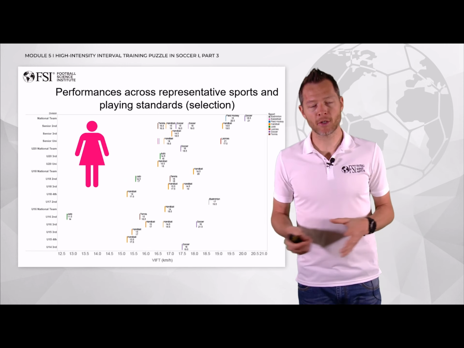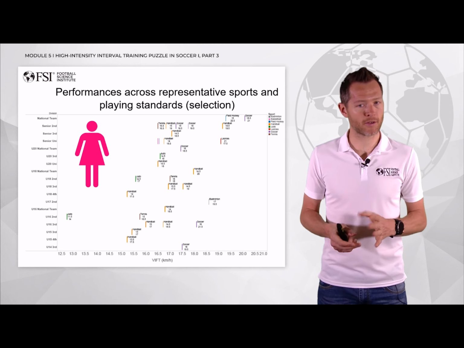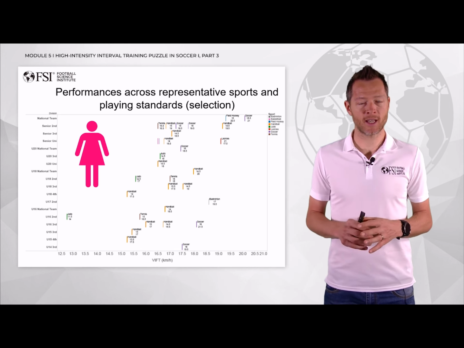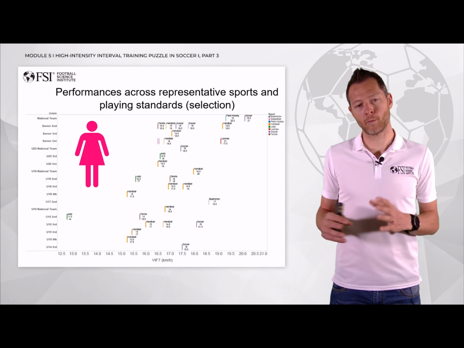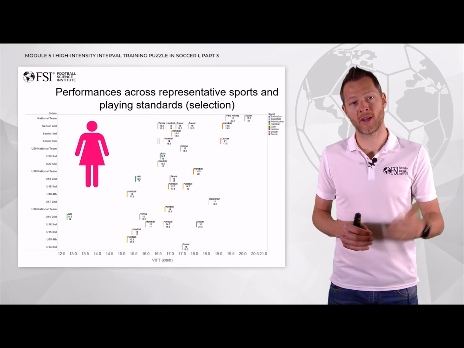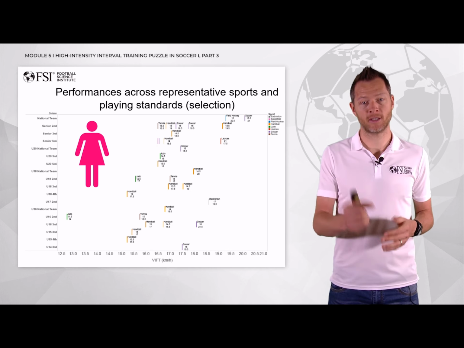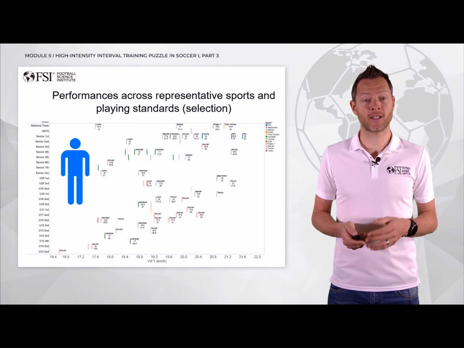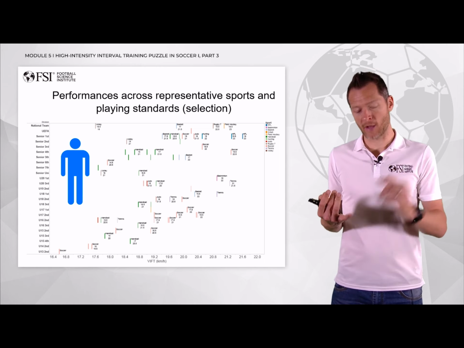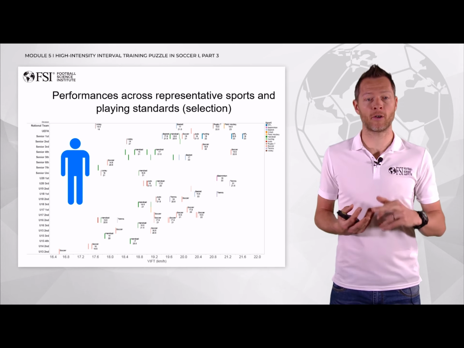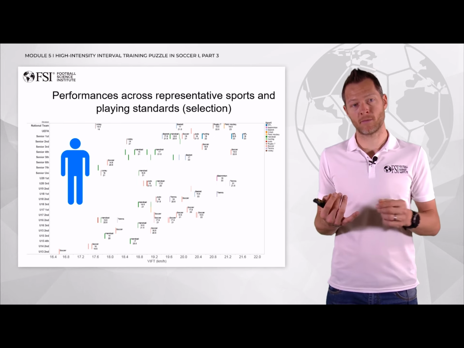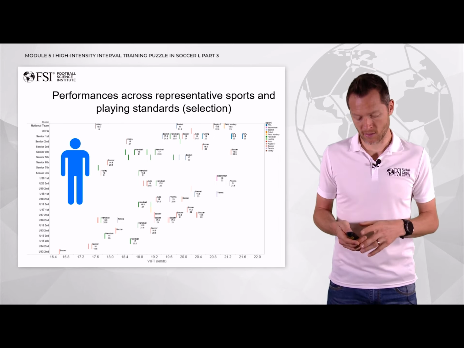So here is a bit of a description of the performance across representative sports and playing standards. Just a selection in that case. But the idea obviously is that the older and the higher the playing standard, the better the performance. That's an example for women. That's an example for men. As you can see, the best performances are observed for adult male national teams or first teams. And obviously, as you go down in terms of playing standard or age, performance decreases.